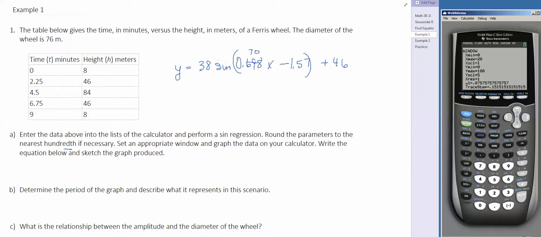You want to set those windows and graph the data on the calculator and the equation, and then you would sketch the graph you produced. So you would just produce a graph that looks something like this. I chose to go out to 20, which goes beyond the data itself.